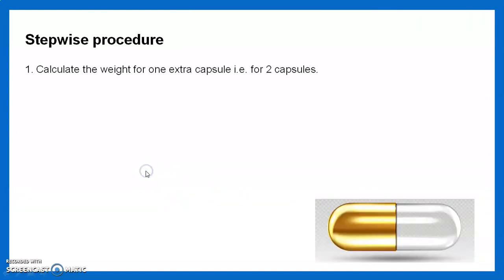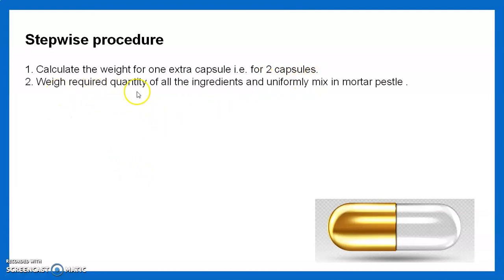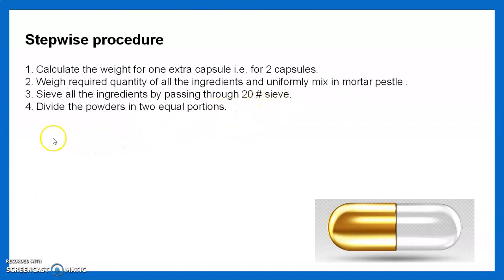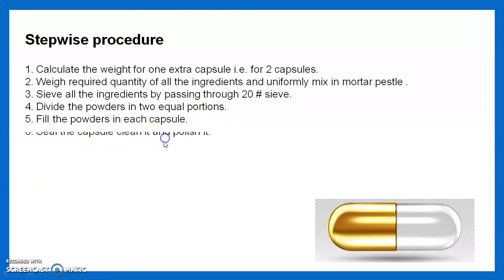In this way we formulate the formulation table. Then we go through the stepwise procedure theoretically. Calculate the weight for one extra capsule, that is, we calculate for 2 capsules. Weigh the required quantity of all the ingredients and uniformly mix them in the mortar and pestle. Sieve all the ingredients through sieve number 20 for proper mixing. Divide the powder into 2 equal portions. Fill the powder in each capsule.